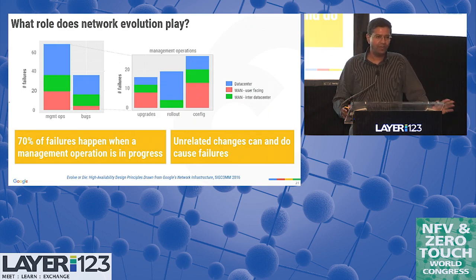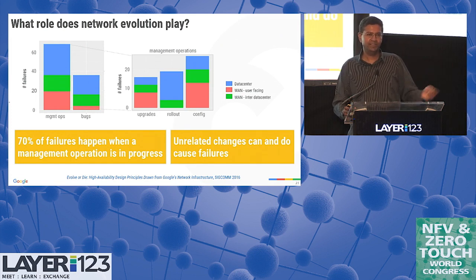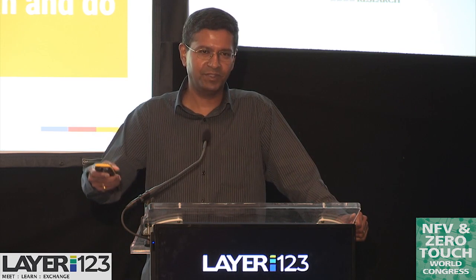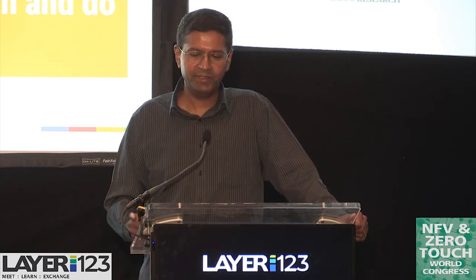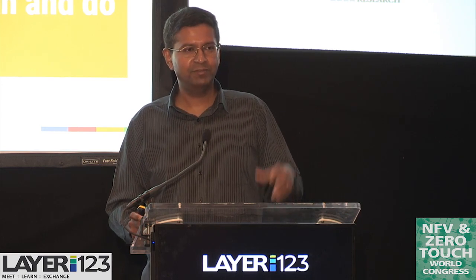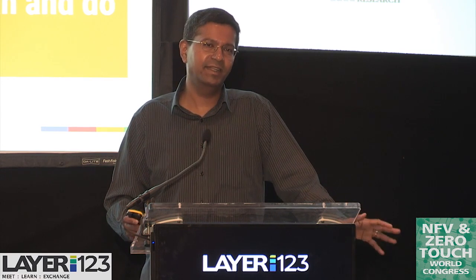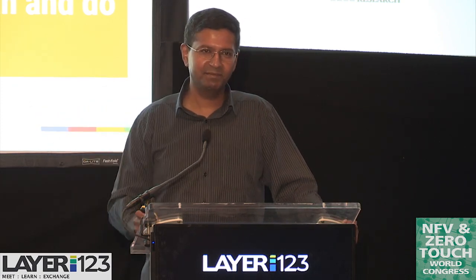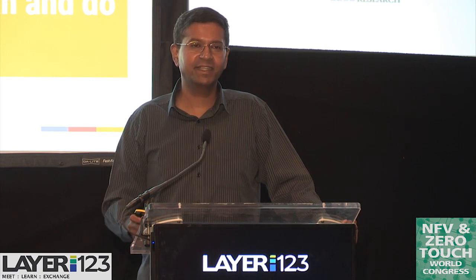But across all of this, across scale, across architectures, software, what we found, and this I've talked about in a few different venues, is that network evolution, the fact that you are touching the network, you're evolving the network, and especially if you're trying to do it in a suboptimal way, that causes the most amount of trouble. It's not the bugs in the software, it's not the bugs in the way you've designed the architecture, it's the fact that you are evolving the network, you are operating the network, that causes problems. And 70% of all failures happen when a management operation is in progress, and typically they're not related. So you touch one part of the network and you think, let me put all of my focus on that part of the network, and boom, something else blows up. So it's unrelated changes that can cause and do cause failures.